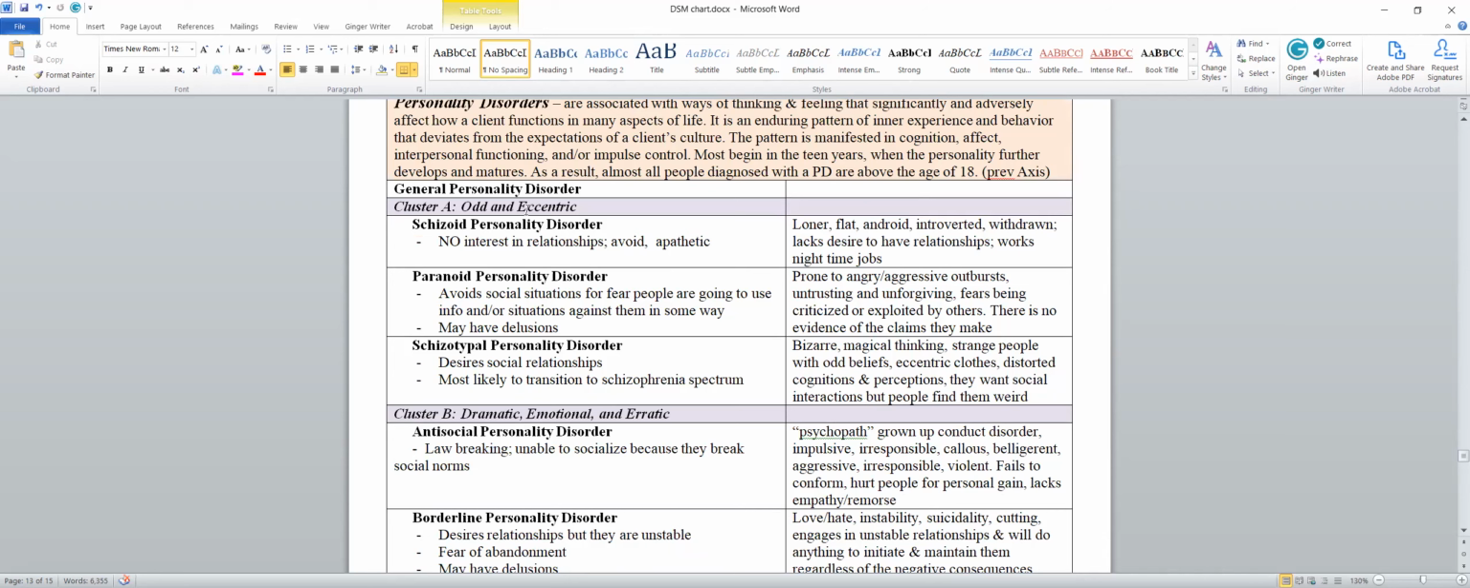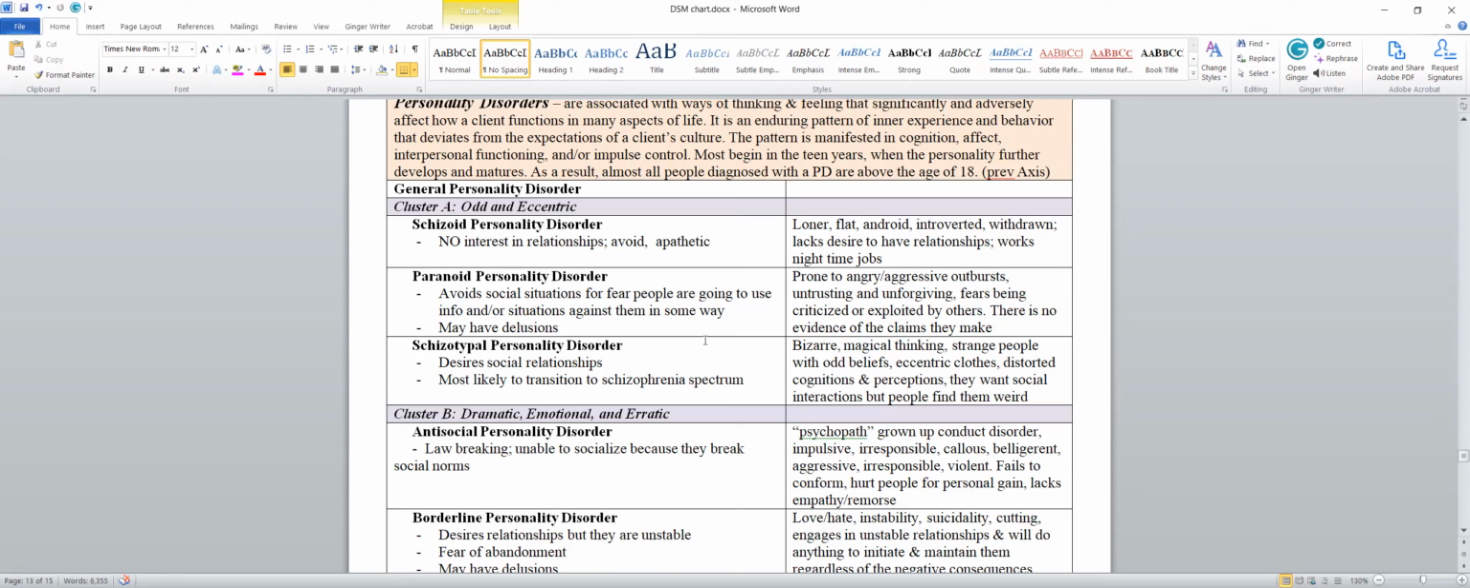So going back to cluster A, the odd and the eccentric. The schizoid personality disorder has no interest in relationships. They avoid them. They're apathetic. They don't care, not interested in relationships. They're a loner. They have a flat affect. They're like a robot, an android, introverted, withdrawn, lacks desires to have any relationships, usually works night jobs. That would be the schizoid personality disorder.